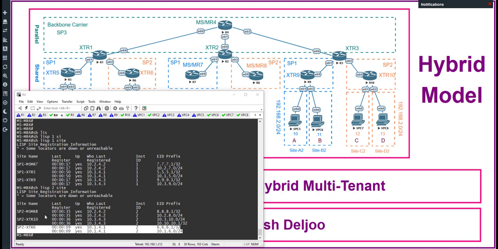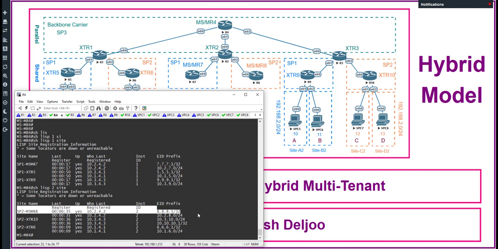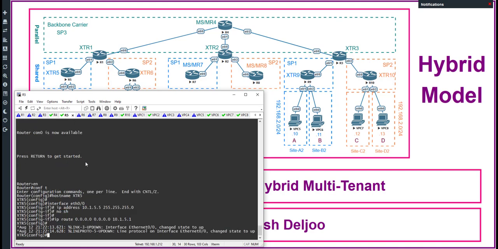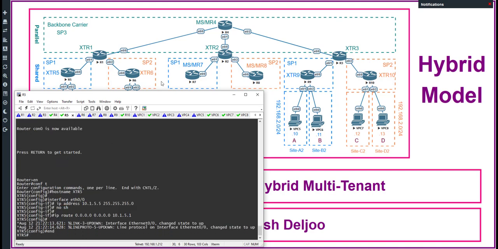So easy. After that, we learned about the SP2. Look at here, SP2 MSMR8 means this network. 2 EID prefixes: 10.2.80.0/24, the link between router 2 and router 8, and after that 8.8.8.1/32, the loopback of the router 8. Okay, from the router 2. Then from the SP2 XTR10, we learn 10.3.10.0/24, this link, and also 10.10.10.1/32, the loopback of router 10. Everything seems good.